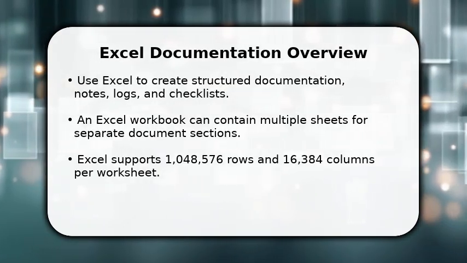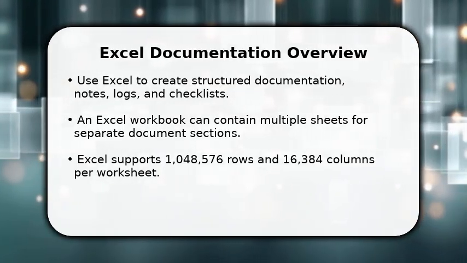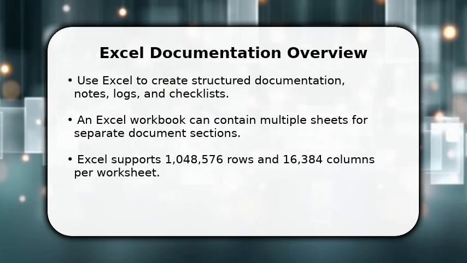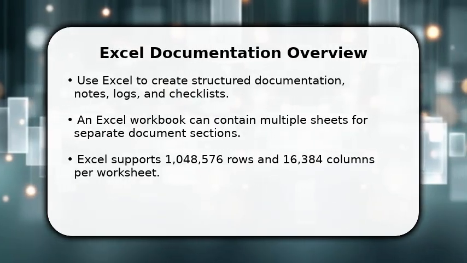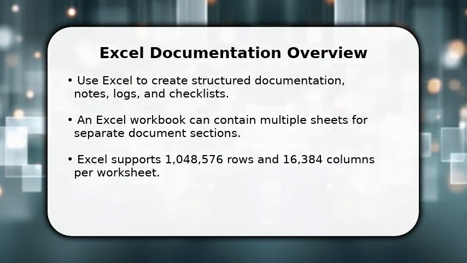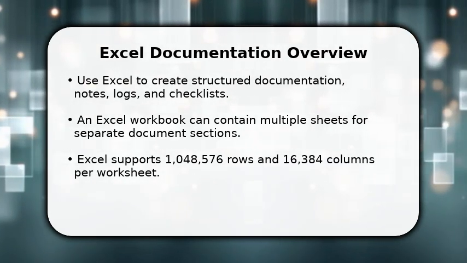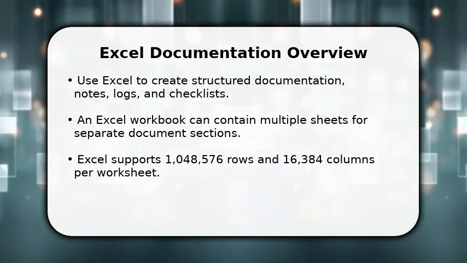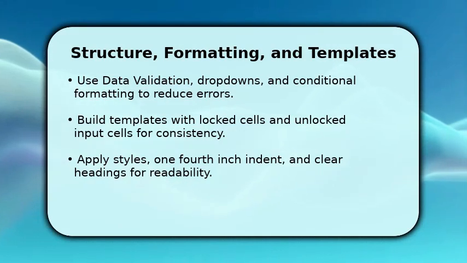An Excel workbook can contain multiple sheets for separate document sections and purposes. Remember limits. Excel supports 1,048,576 rows and 16,384 columns per worksheet for large data. Design a consistent structure using columns for date, owner, and status.